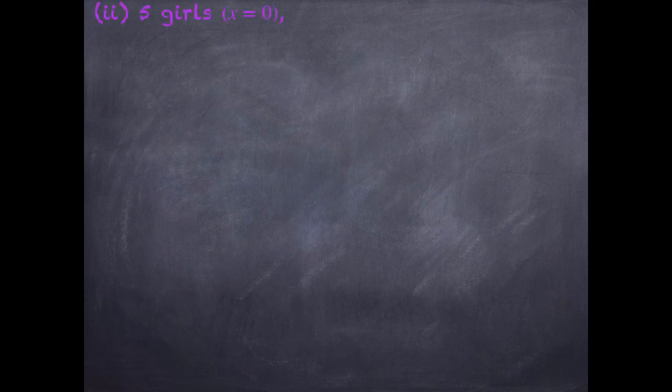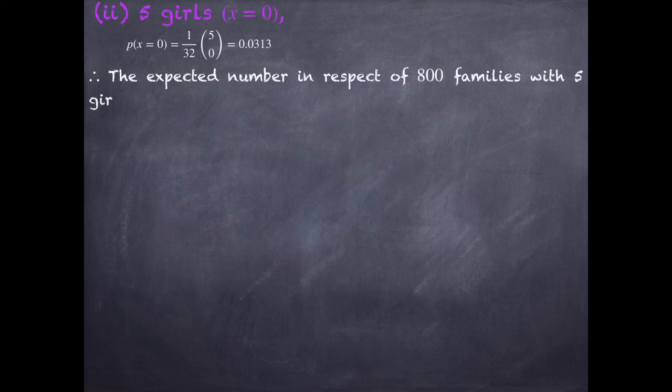Second sub question, 5 girls. Since I assumed x is the number of boys, out of 5 children all are girls, therefore there are no boys, x is equal to 0. We will get 0.013. That means the number of families having 0 boys is equal to 25. Then, either 2 boys or 3 boys.